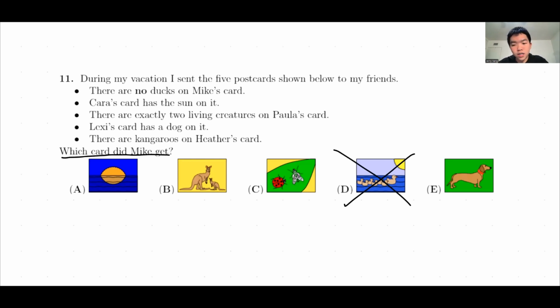Lexi's card has a dog on it. So we know E is Lexi's, so Mike can't get that one. And there are kangaroos on Heather's card. These look a lot like kangaroos to me in postcard B, so I think this is Heather's card, and that means this is Paula's card. That only leaves us with A. Kara's card has a sun on it, and because D has a sun on it, it's pretty safe to assume that Kara's card is D. So out of these 5 postcards, the card that Mike got has to be card A. The answer for question number 11 is going to be A.